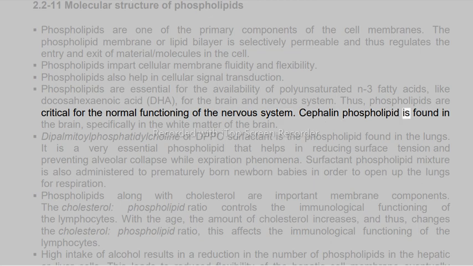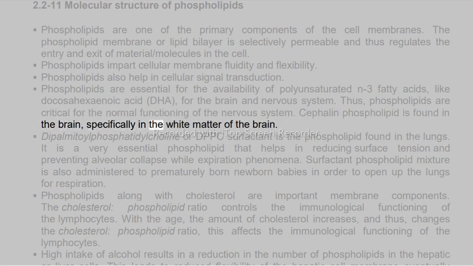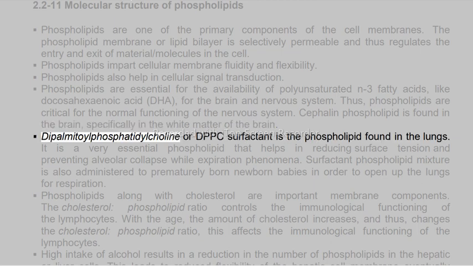Cephalin phospholipid is found in the brain, specifically in the white matter of the brain. Dipalmitoyl phosphatidylcholine or DPPC surfactant is the phospholipid found in the lungs. It is a very essential phospholipid that helps in reducing surface tension and preventing alveolar collapse during expiration. Surfactant phospholipid mixture is also administered to prematurely born newborn babies in order to open up the lungs for respiration.